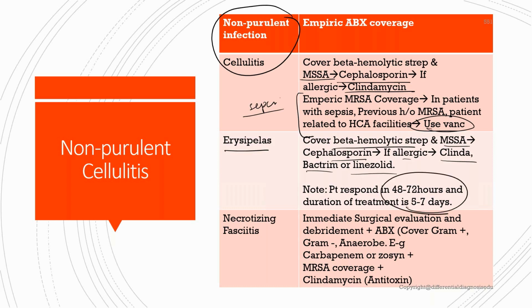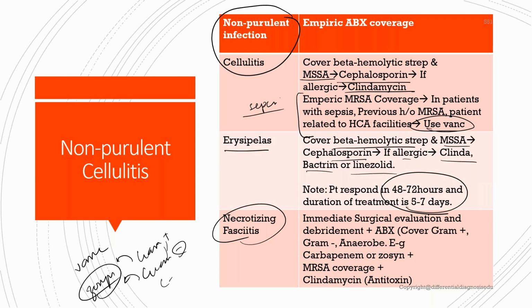Now, if it is necrotizing fasciitis, it is a polymicrobial infection. So gram positive, gram negative, MRSA. So MRSA will be there, Pseudomonas will be there, and Clostridium will be there too. So you have to cover gram positive with Vanc for MRSA. You have to cover Zosyn, Pipe-Tazo for gram-negative organisms and anaerobic coverage, and you will add clindamycin for Clostridium perfringens antitoxin. This requires surgical evaluation.